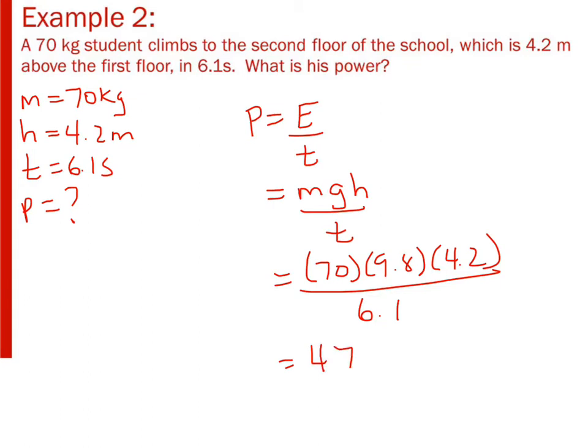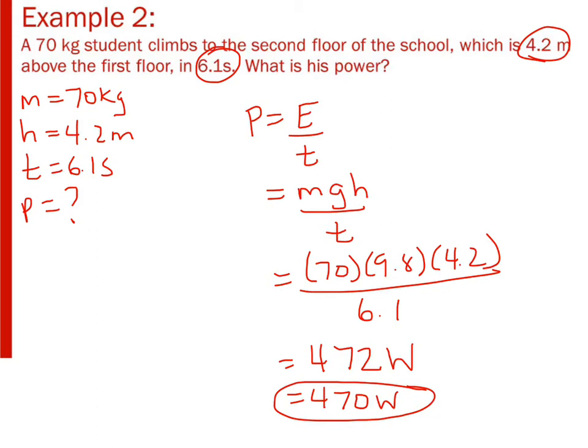And so we get 472 watts. We want to round to just two significant digits because of our 6.1 and our 4.2. So let's go ahead and round that down to 470 watts. So that's all you have to do. So sometimes you have to calculate your energy, sometimes you're already given the energy.